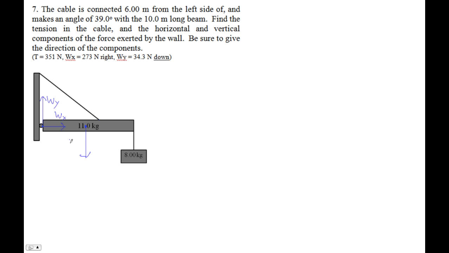So this is 11 times 9.8. That's what I mean by the G. Okay, 11 times 9.8, and then it's a 10-meter long beam, so the center would be 5 meters from the left side.